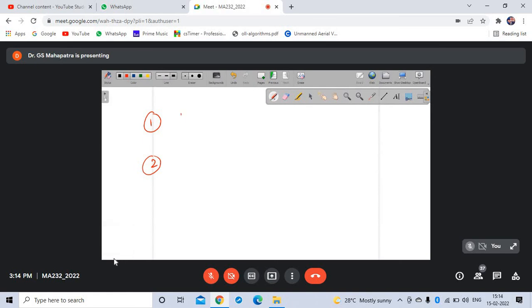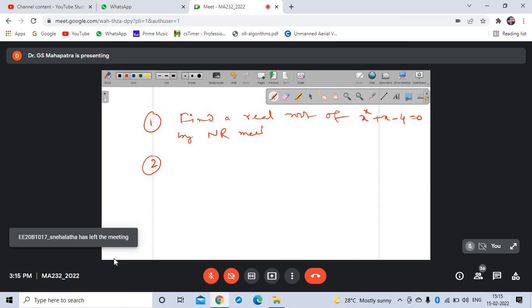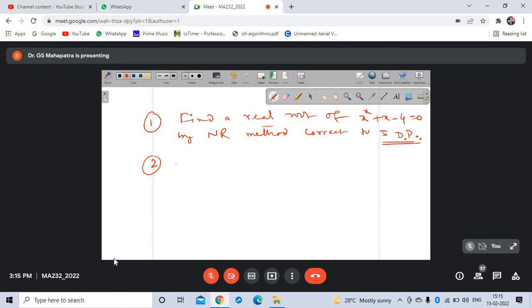Okay. Find a real root of x to the power x plus x minus 4 equals 0 by Newton-Raphson method. Correct to 5 decimal places. 5 decimal places. Second problem.